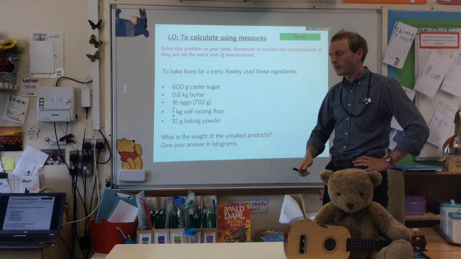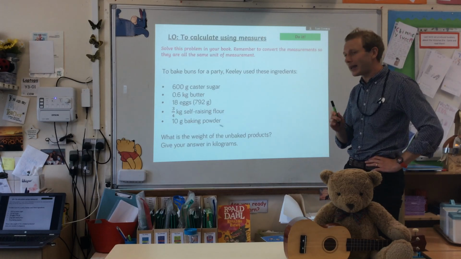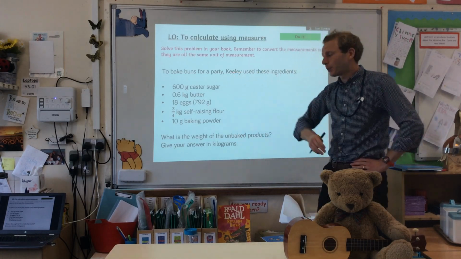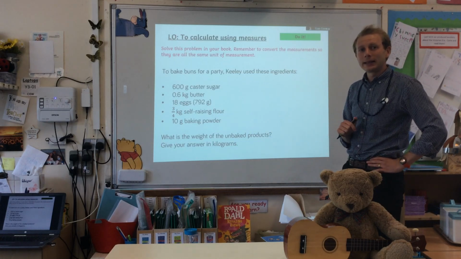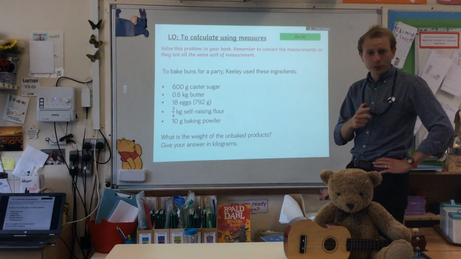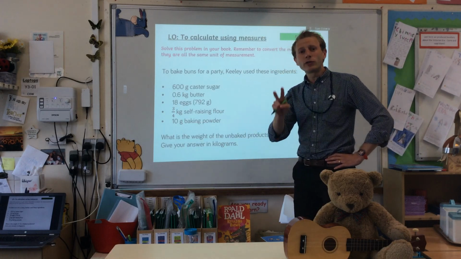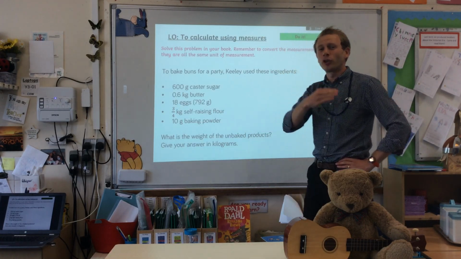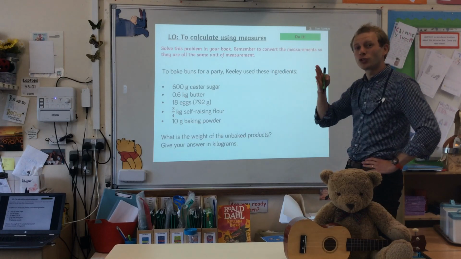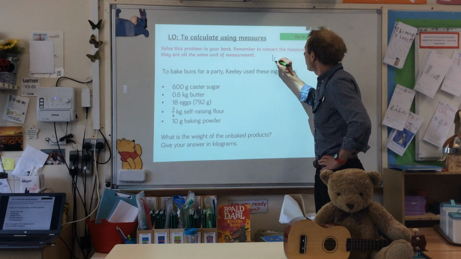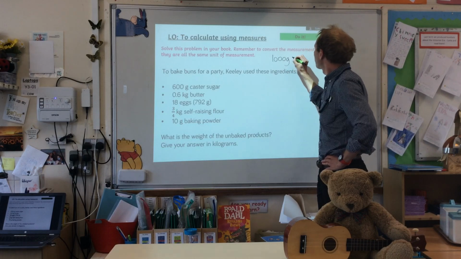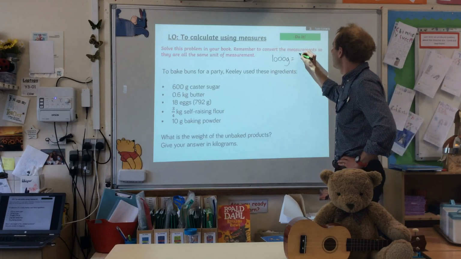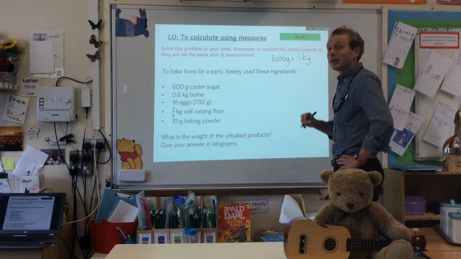The question is this: what is the weight of the unbaked products? These are my unbaked products. Give your answer in kilograms. Now you might notice that on this list there are two units of measurement. We have grams and kilograms. I'm going to make a note at the top just to remind myself that 1,000 grams is equivalent, exact same, as 1 kilogram.